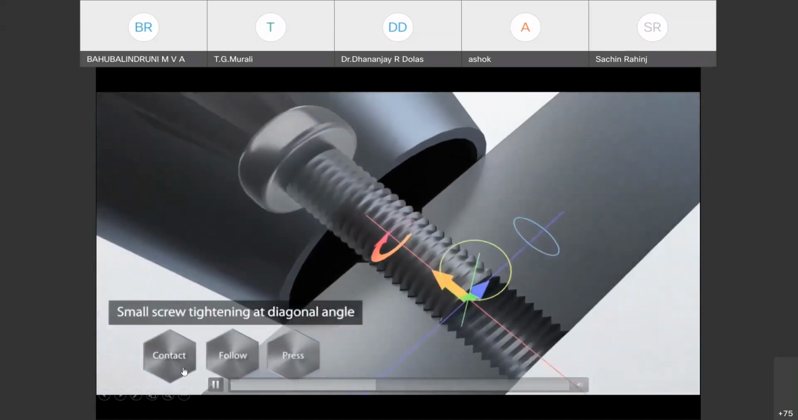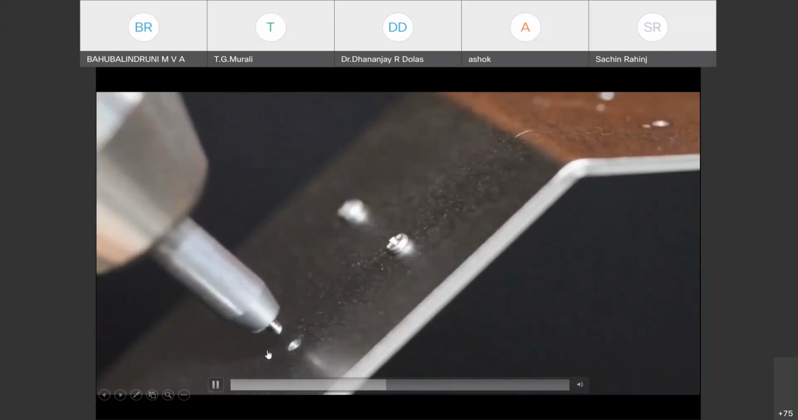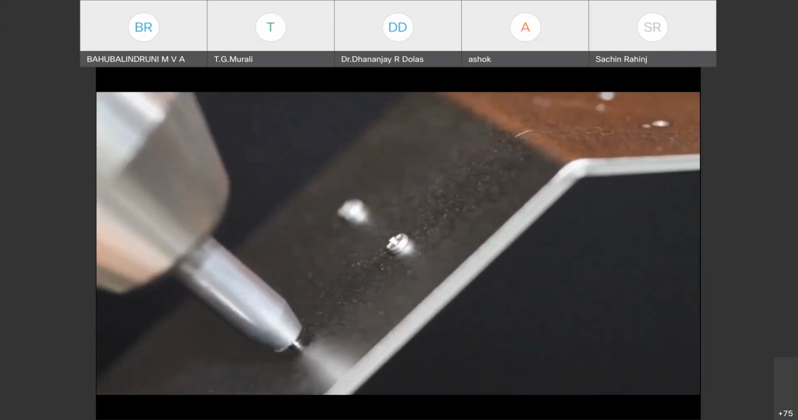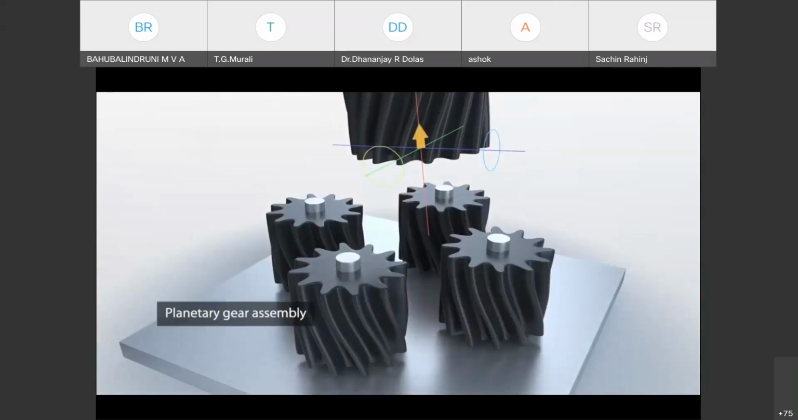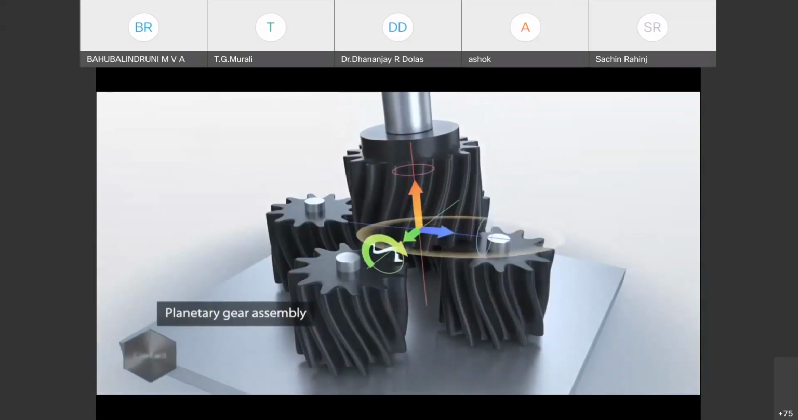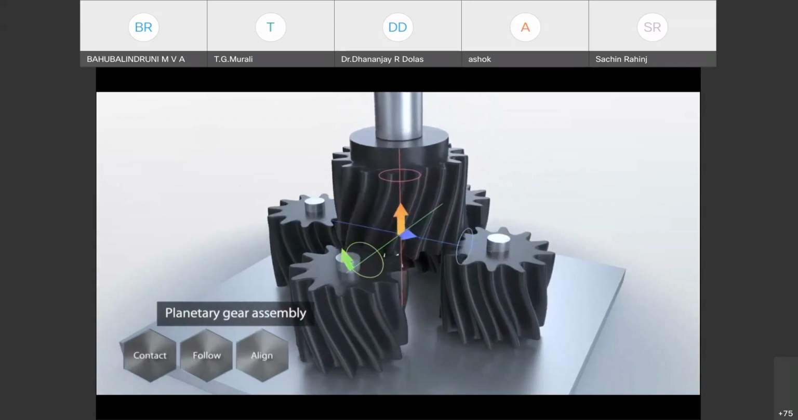See here a combination of contact, follow, and then the press, for screwing, and also we can use it for riveting and unscrewing as well. For the alignment purpose, we need contact and follow and then align.